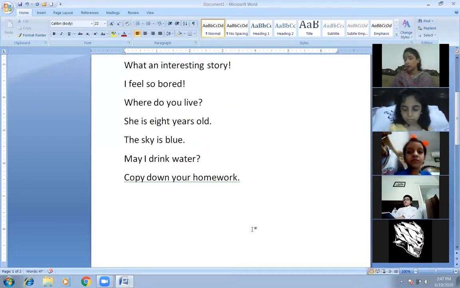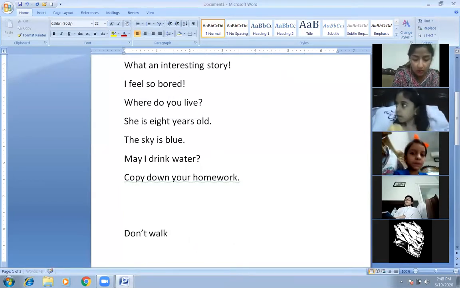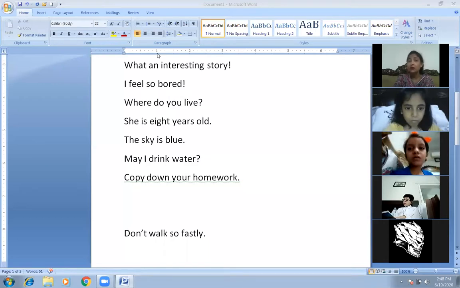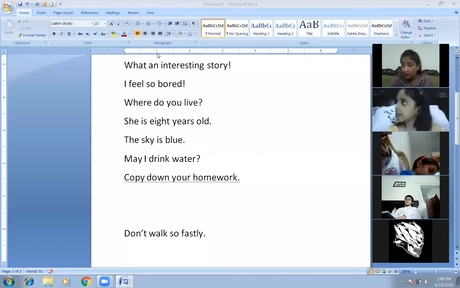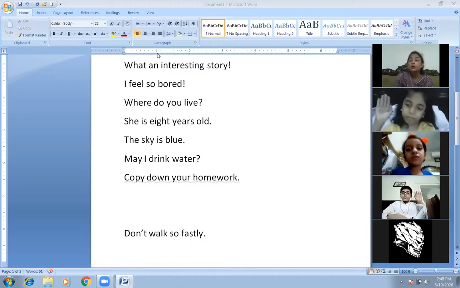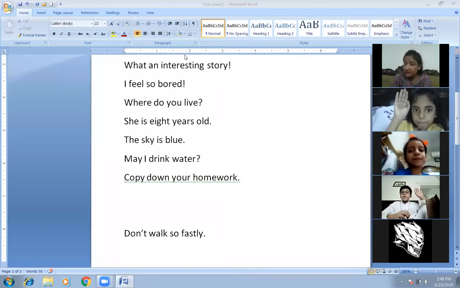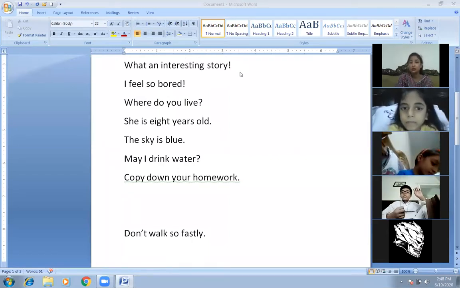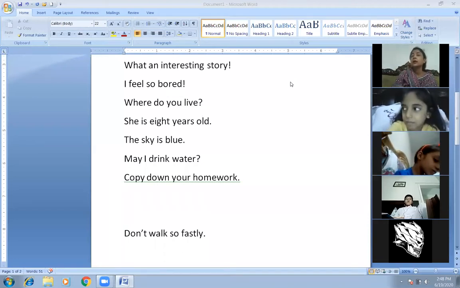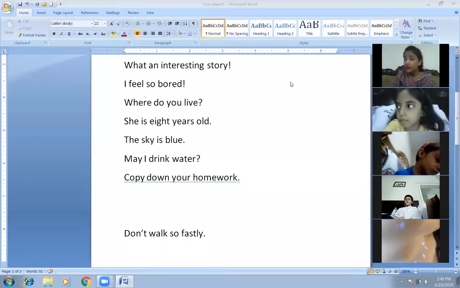Let's write a few more examples: Don't walk so fastly. Look at this sentence, it gives you a command. Whenever we are on the street, we are not supposed to run on the street. Our parents tell us not to run on the road. It can hurt you. So don't walk so fastly. It's an imperative sentence and it is giving you a command. It orders you that you are not supposed to run or walk fastly on the street wherever you are walking. It is an ordering sentence, or you can say a commanding sentence, so it is an imperative sentence.